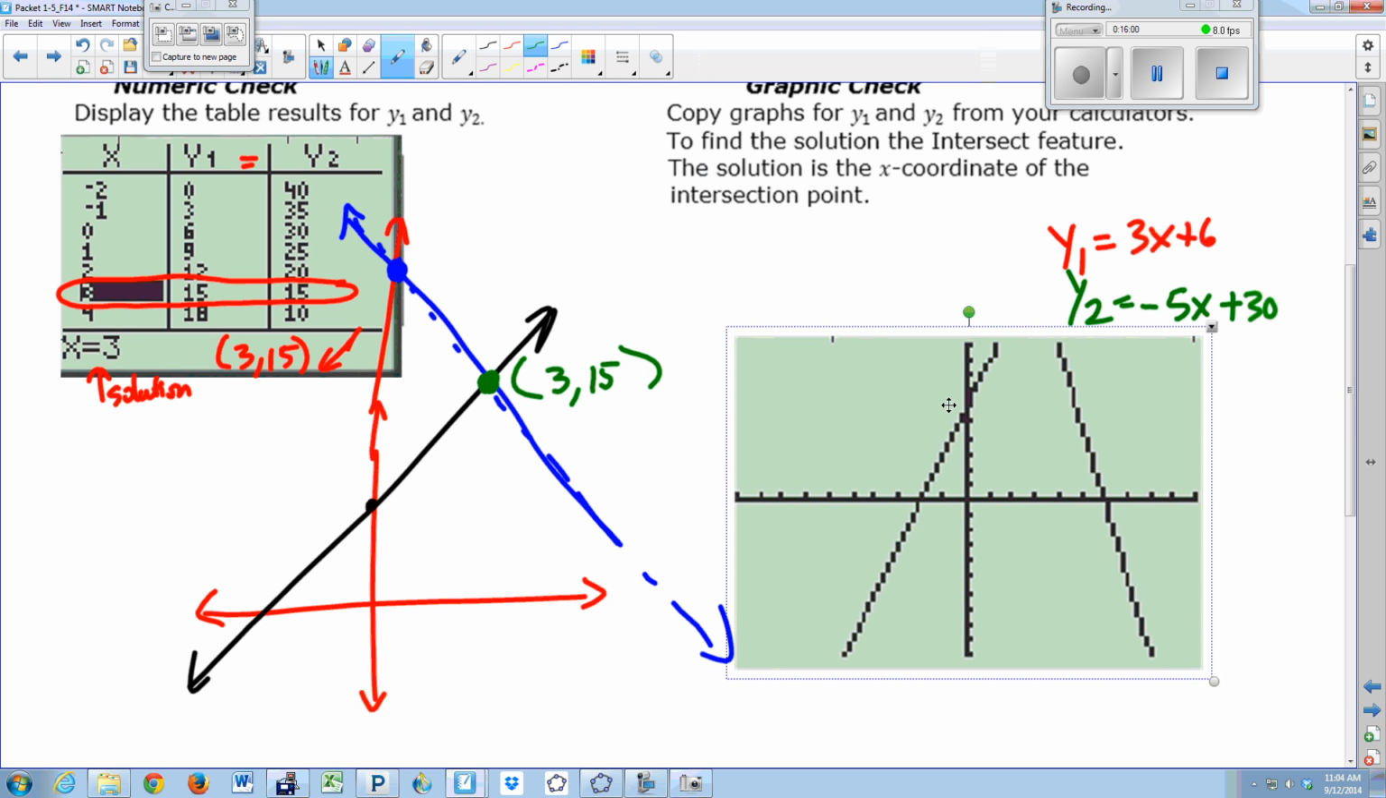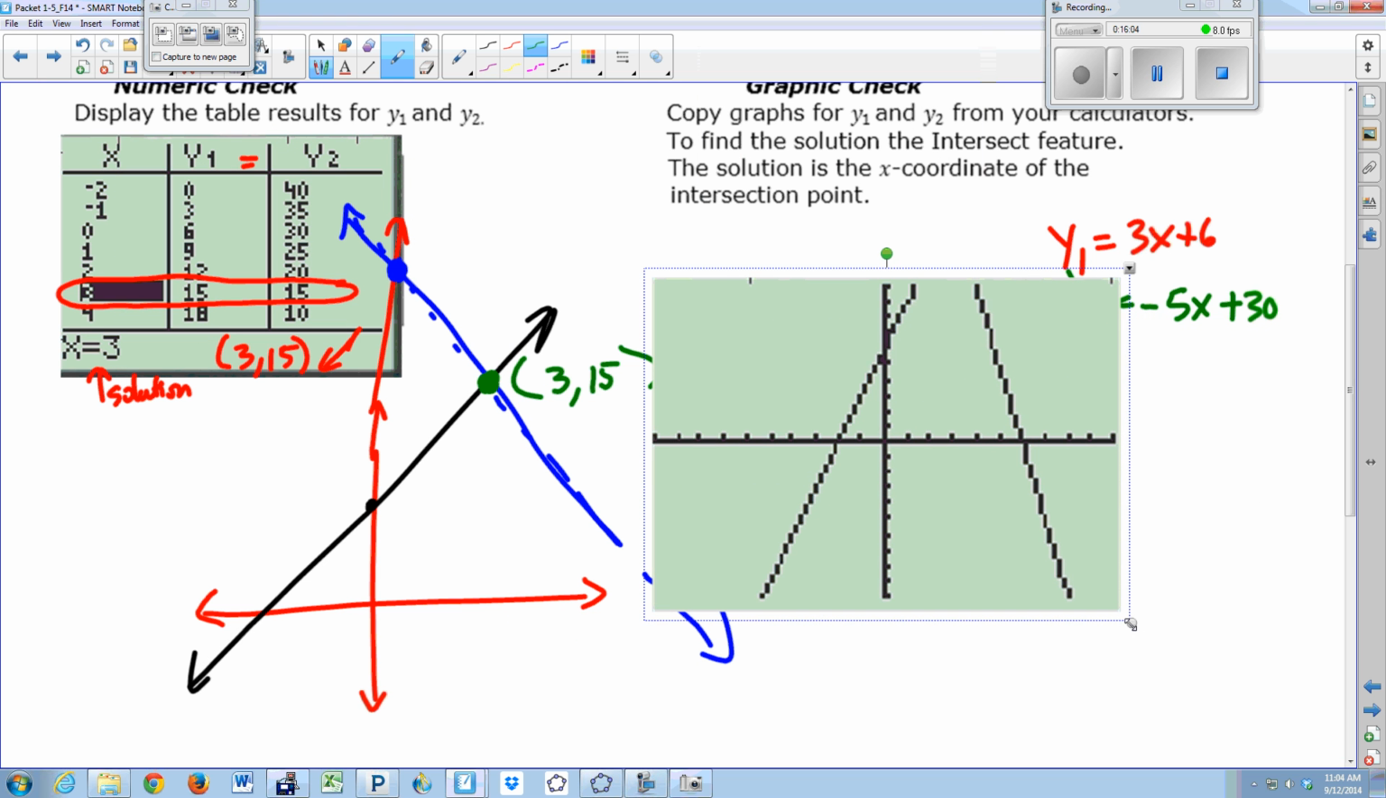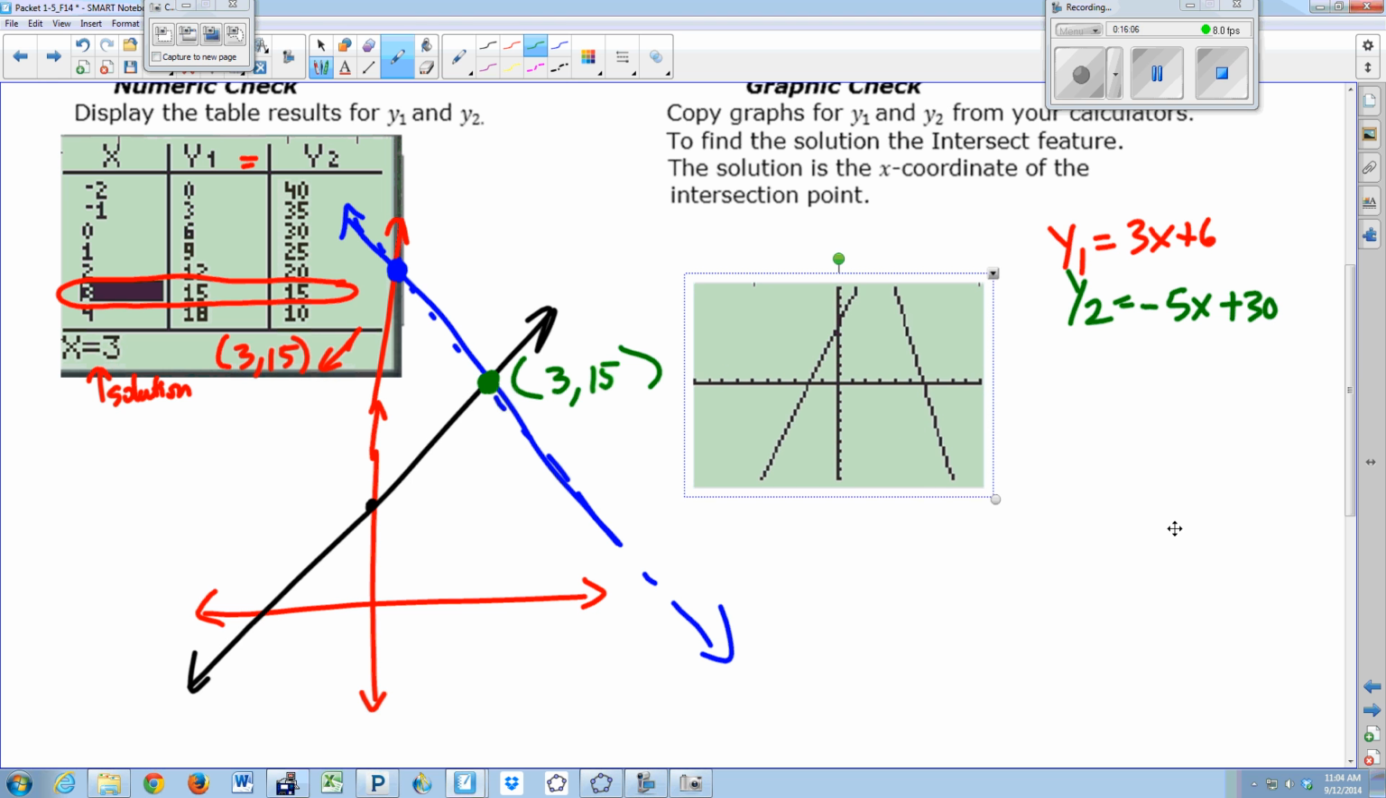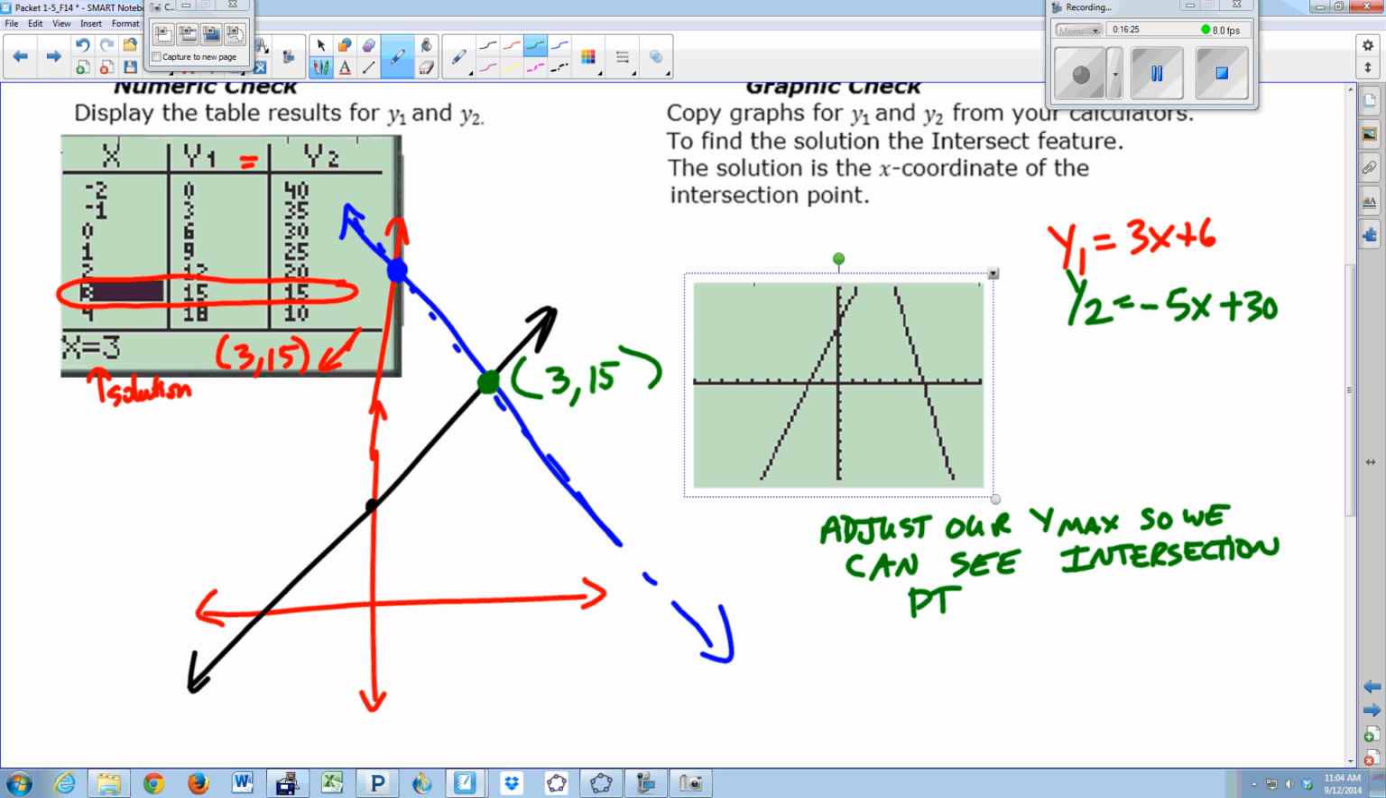So this is with the standard window. And the problem here is we have to adjust, Sam says we have to adjust our Y max value so we can see the intersection point. Okay, so let's do that. That's no problem. We actually know that we've got to go higher than the maximum Y value with our standard window. What was the biggest Y could be? 10, right? So let's make it a little higher.